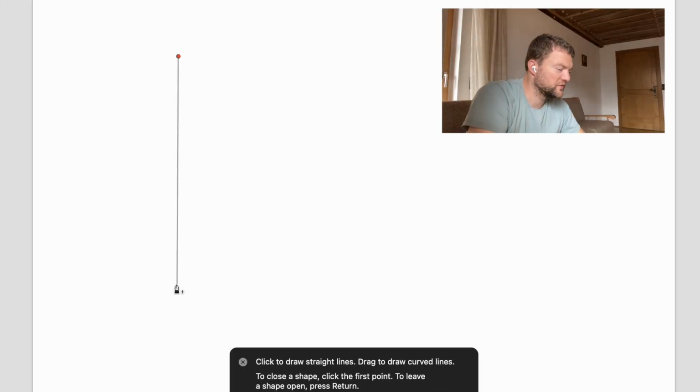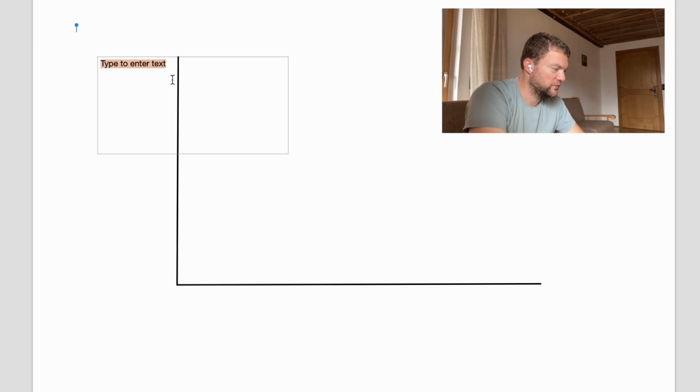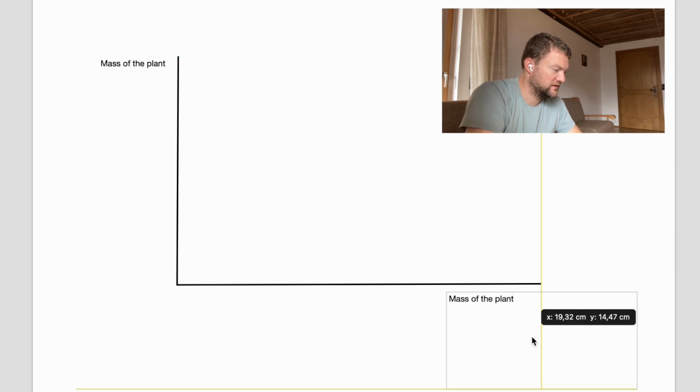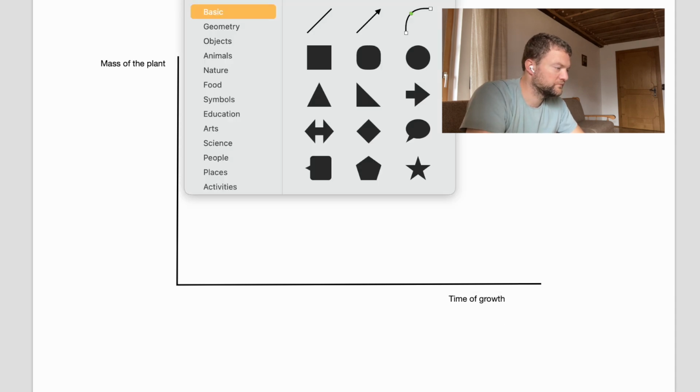Okay, so let's say here we have a graph, okay? And we're gonna say that here we have the mass of the plant, okay? And down here we have the time of growth, okay?